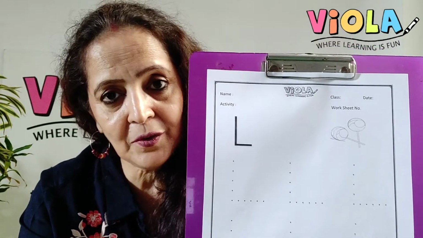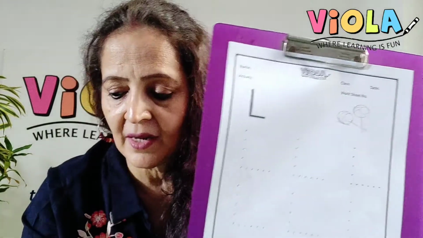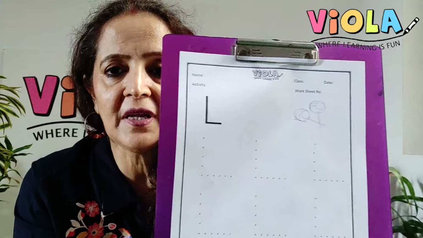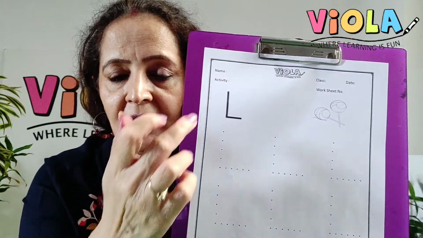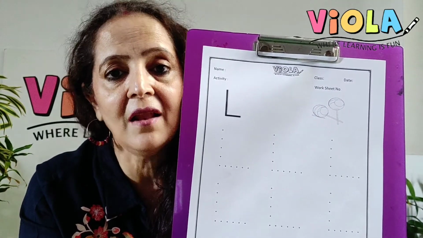You will have to make a worksheet of letter L or print out the Viola worksheet and take any color. I am taking blue color. What you have to tell the children first is, this is letter L. Its sound is L. So how do we make that sound? When we say L, if we remove just the air part of it, it becomes L. This is how we produce the phonic sound L.